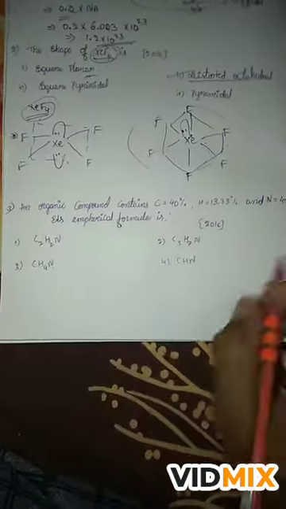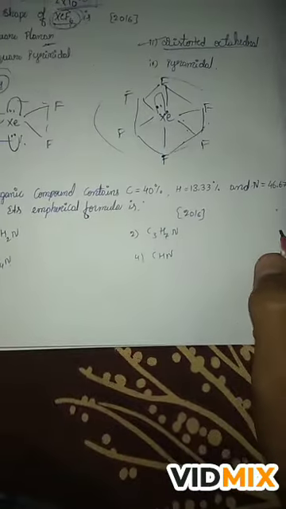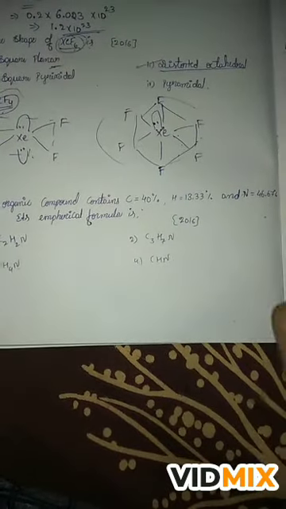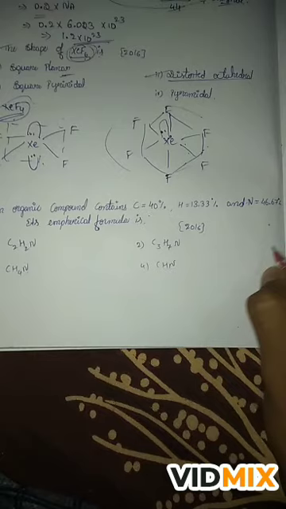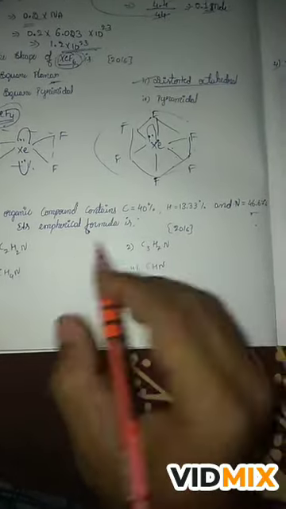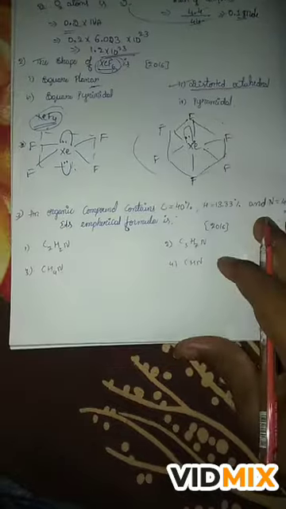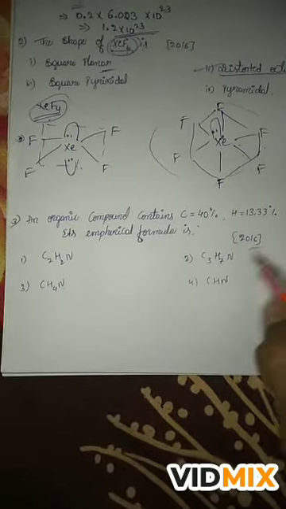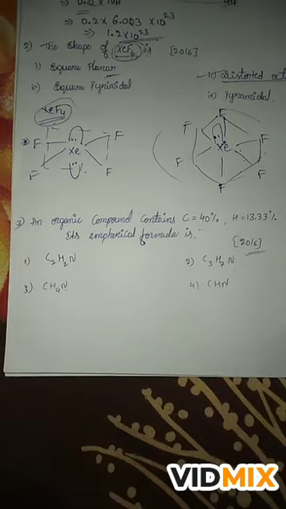Okay, the next question: an organic compound contains carbon 40% and hydrogen 13.33% and nitrogen 46.67%, and he is asking to calculate the empirical formula. This was also asked in 2016 KCET.